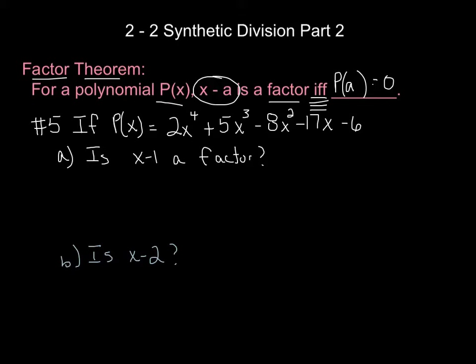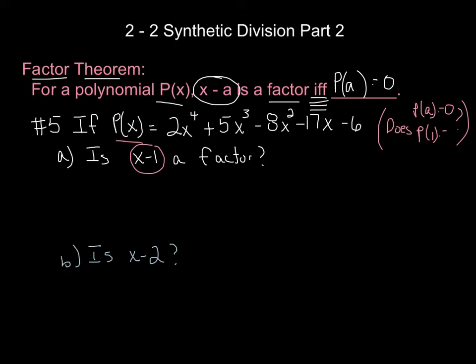Here's your polynomial p of x. Is x minus 1 a factor? In other words, can you break down p of x, and one of the factors that you break it down to is x minus 1? Basically, the remainder theorem says this. Remember, it says p of a will equal 0. In this case, we want p of 1 to be 0. In other words, when you plug in 1, either directly or synthetically, you get 0.